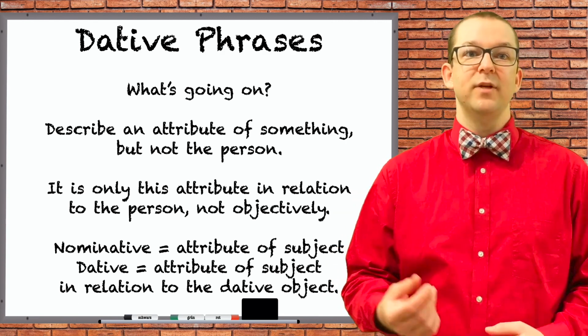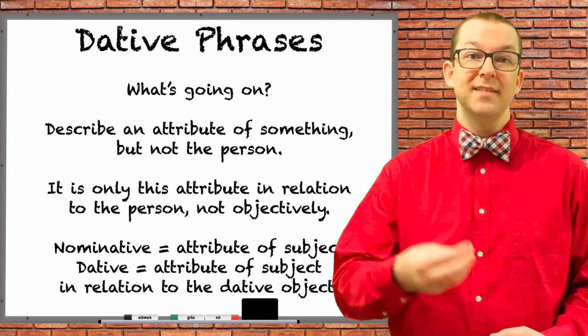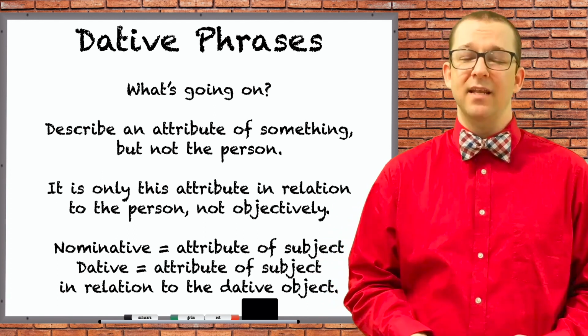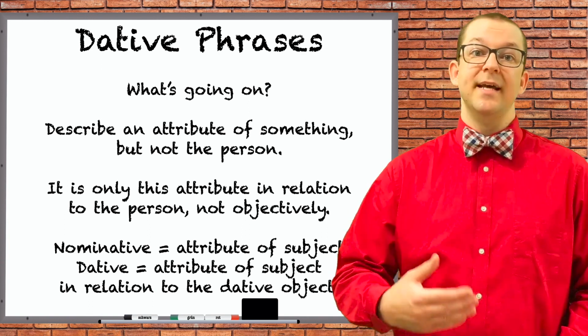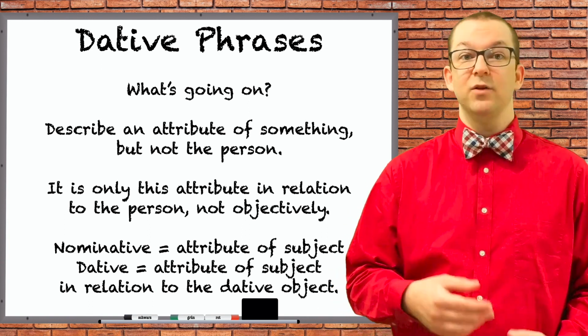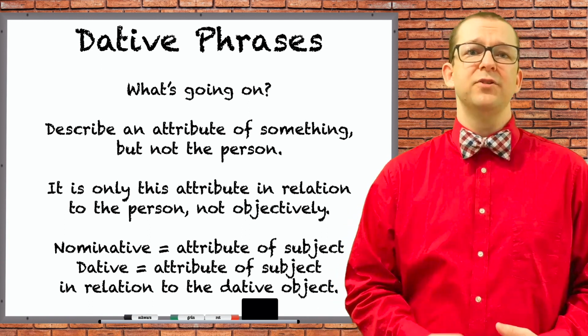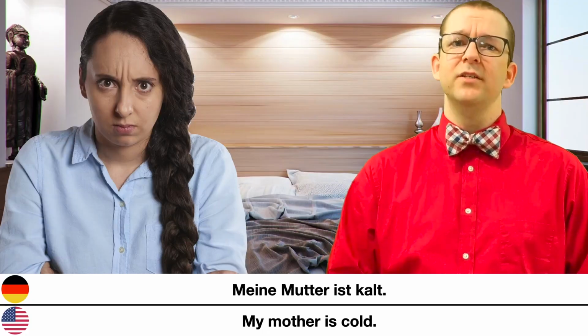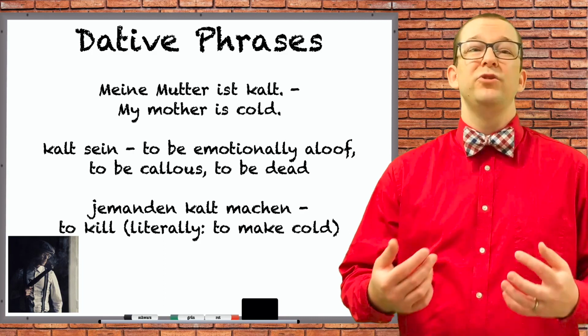Since the nominative case would indicate that this description applies to the subject, this often leads to the meaning of the sentence not being what you had intended, such as in the previous example, der Mann ist heiß, the man is hot or sexy. The other temperatures also have issues like this. Meine Mutter ist kalt. My mother is cold. This means she is emotionally aloof.